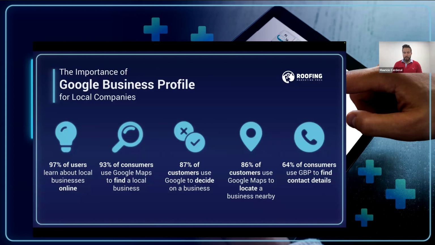And I'm going to have these stats at the end of the presentation, but it's very important to show this, and it really displays the importance of how this can affect your local business, right? 97% of users learn about local business online. It's very obvious. The first thing that people do when they search online is look on Google, right?